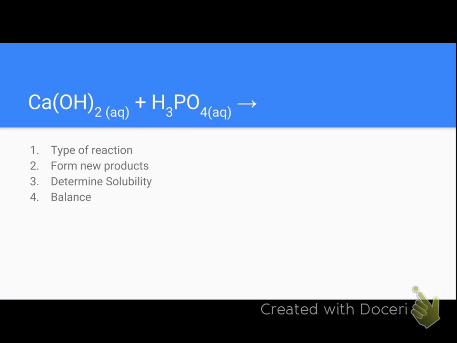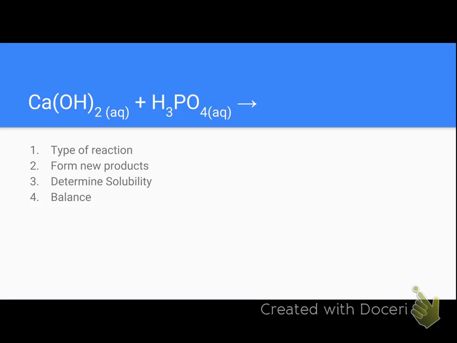All right, so our first equation here, calcium hydroxide, which is aqueous, plus phosphoric acid, which is aqueous, gives us something and something. So the first thing we have to do is predict the type of reaction that's going to occur. Now, when we look at this, the first thing you want to look for is how many reactants do I have? I have 2 reactants.